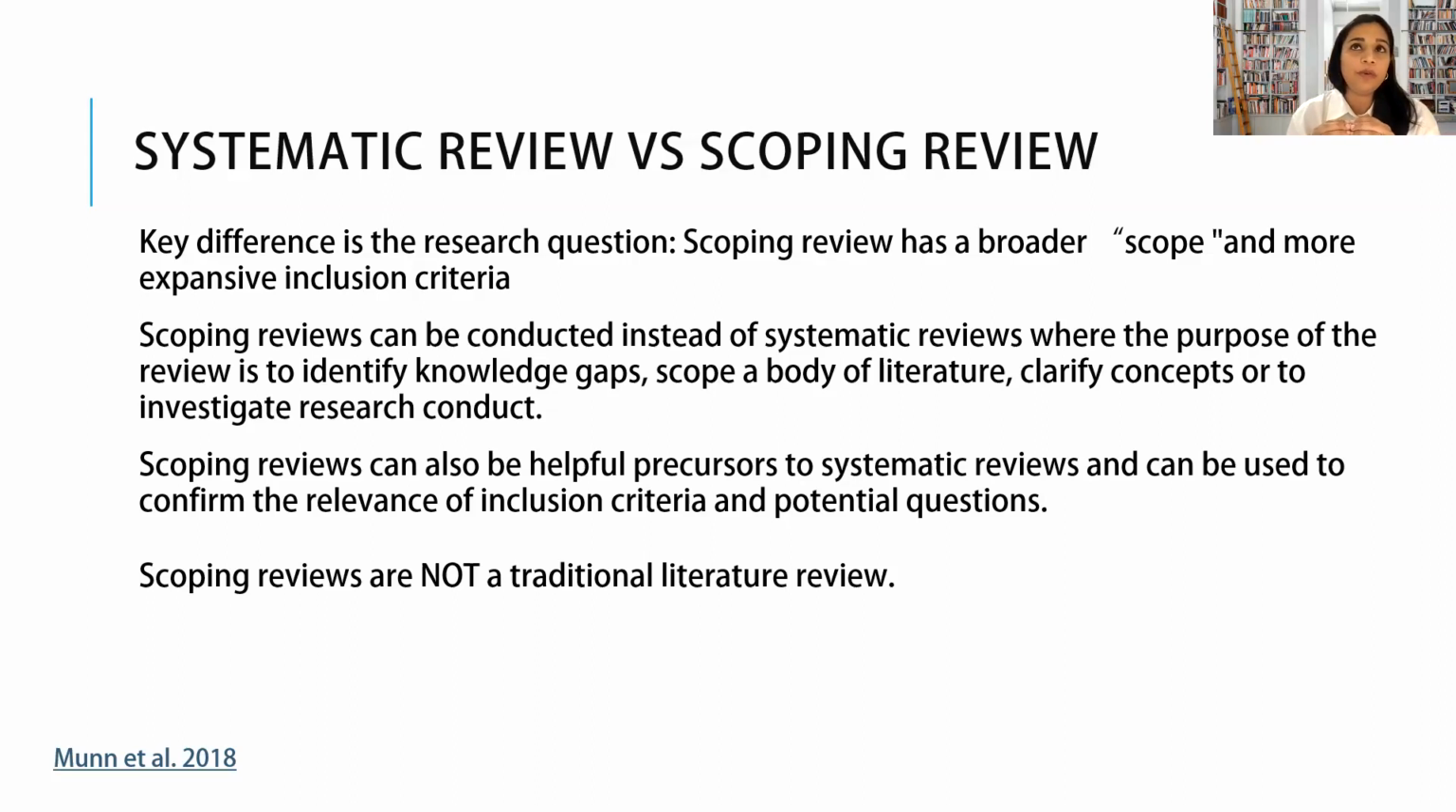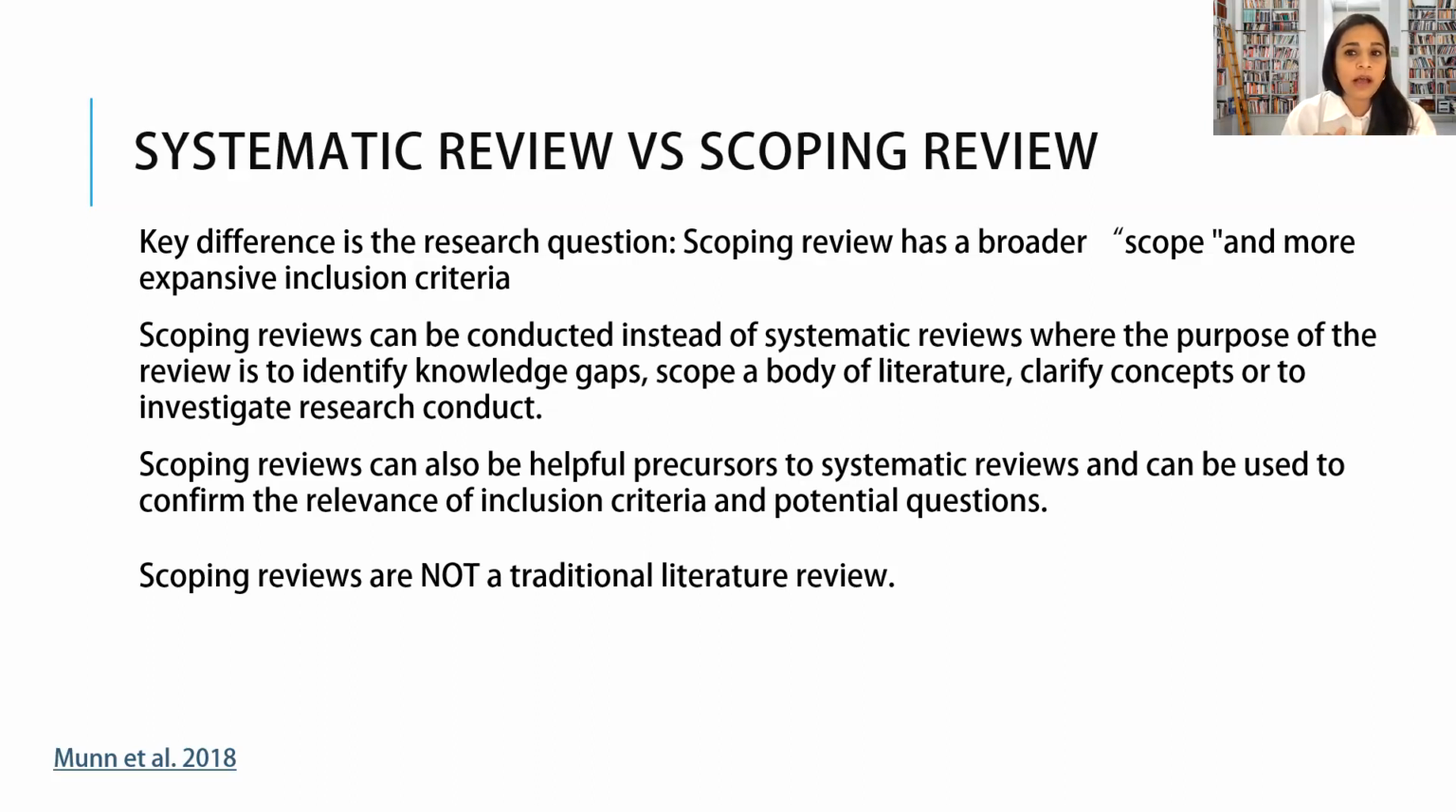For instance, we did a scoping review trying to understand all literature around women and WASH, which is water, sanitation, and hygiene in Nepal, and what the literature is telling us. So in places where systematic reviews cannot be conducted, a scoping review is considered. It is where the purpose of your study is to identify the knowledge gaps in literature. What is this body of literature that is available? So you're scoping your existing literature, you're mapping the literature, and that is where a scoping review becomes very useful. It also allows you to clarify any concepts or to investigate any research conduct.